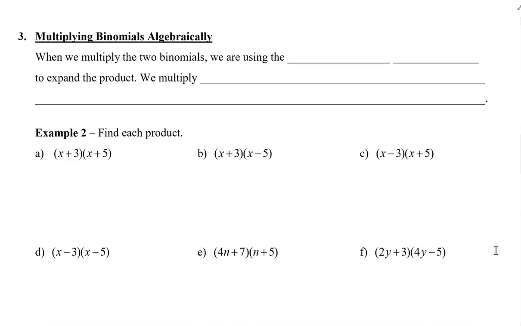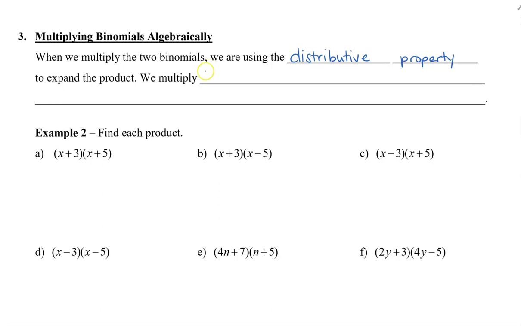All right, so let's summarize that first. When we multiply the 2 binomials, we are actually using the distributive property, and we're using it to expand the product. Now it's a little bit different from before where we only had one set of brackets and a monomial in the front. Now we actually have 2 binomials.